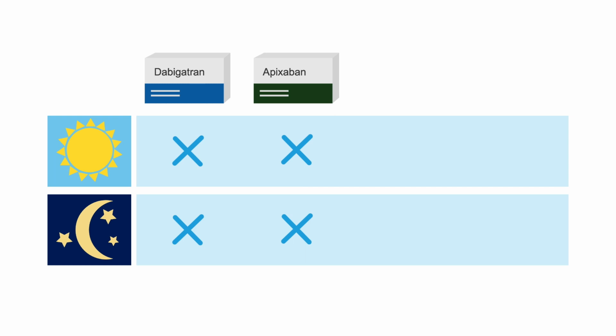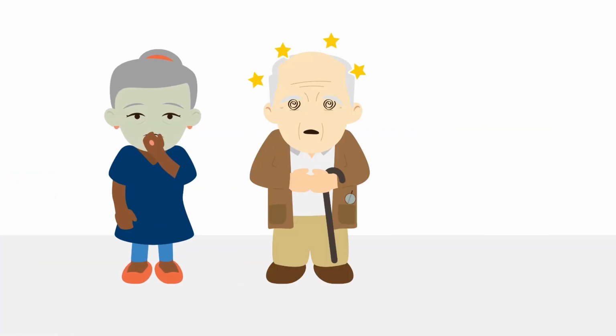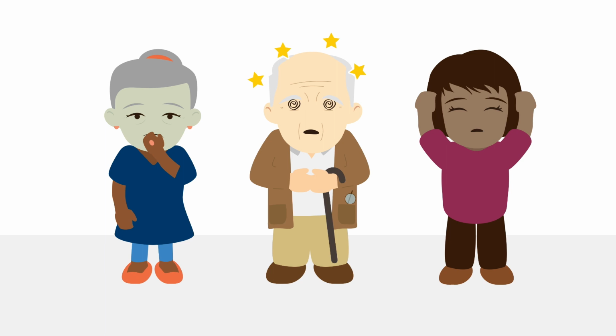What else should you consider? Well, dabigatran and apixaban require twice-daily dosing, whereas rivaroxaban and edoxaban are only taken once daily, but can cause symptoms of intolerance like nausea, dizziness, or headache. So it's important to factor in patient compliance and preferences into your decision-making as well.